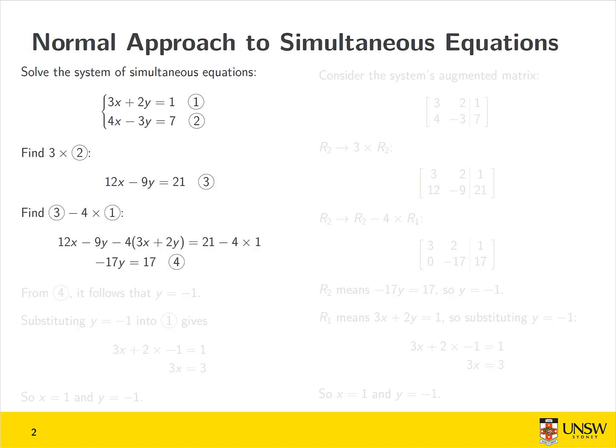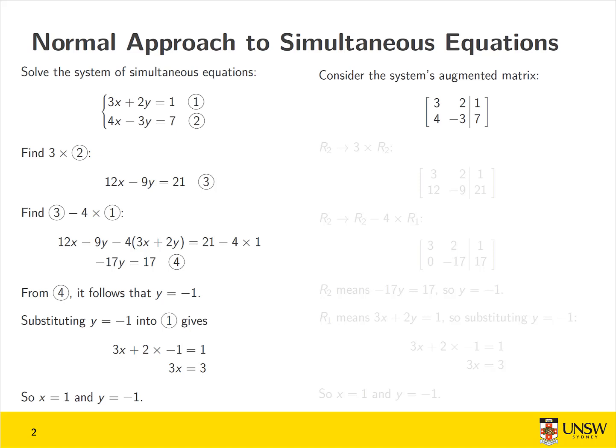Now, let's find equation 3 minus 4 times equation 1. This gives negative 17y equals 17, which we will label as equation 4. From this equation 4, we know that y equals negative 1. Then, substituting y equals negative 1 into equation 1 gives that 3x equals 3. So altogether, we know that x equals 1 and y equals negative 1.